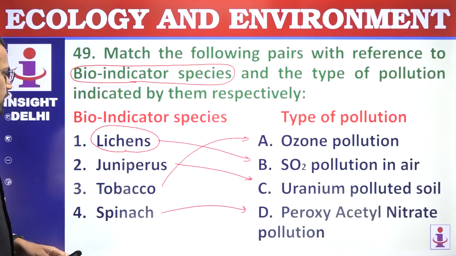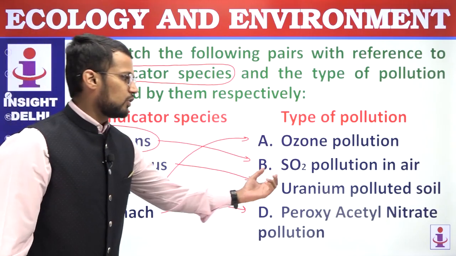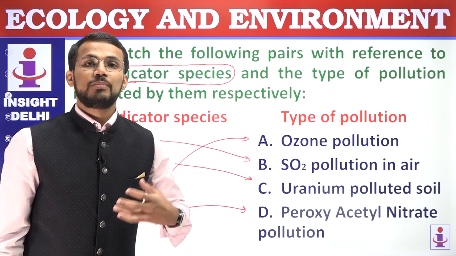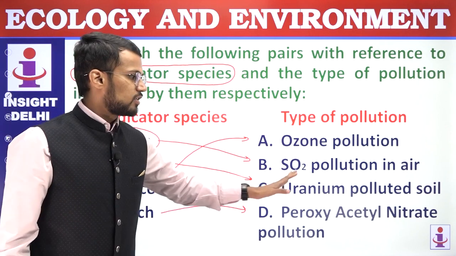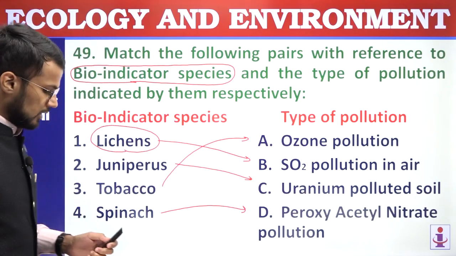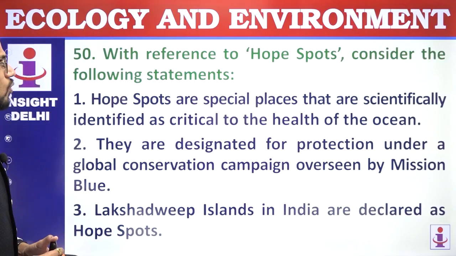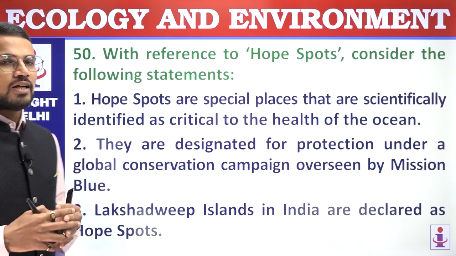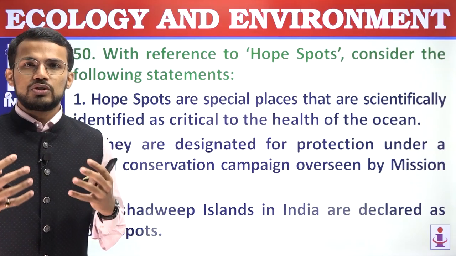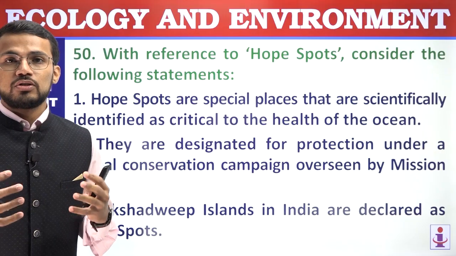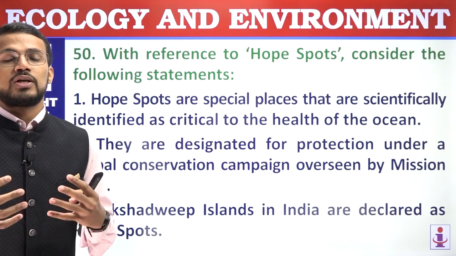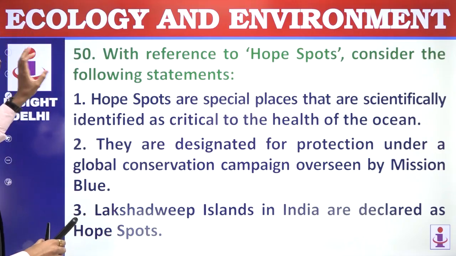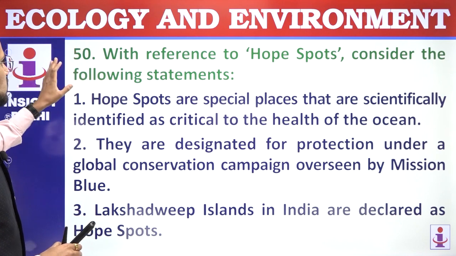Right? So if a particular soil, let's say, is polluted by uranium, then in that soil juniperus won't be able to grow, and that will be a kind of indication that soil is contaminated with uranium. Next question. With reference to hope spots, consider the following statements. Right? So hope spots are those areas where conservation efforts can be carried out, and those conservation efforts will be fruitful. Right? So 50th question, with reference to hope spots, consider the following statements.